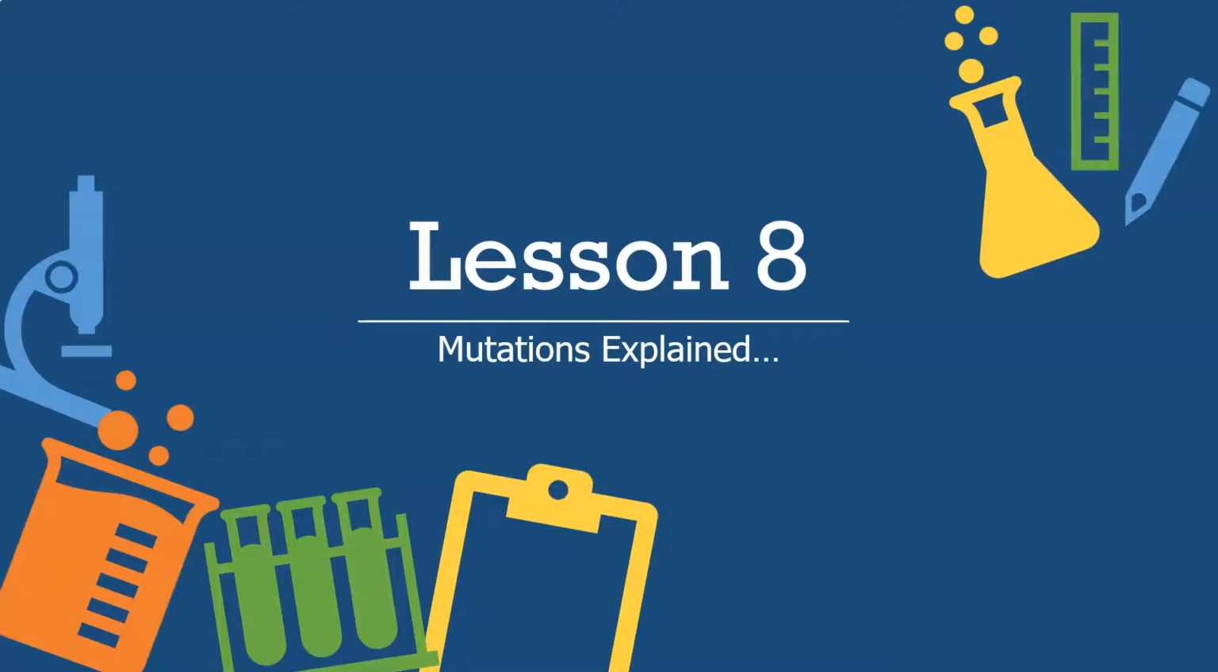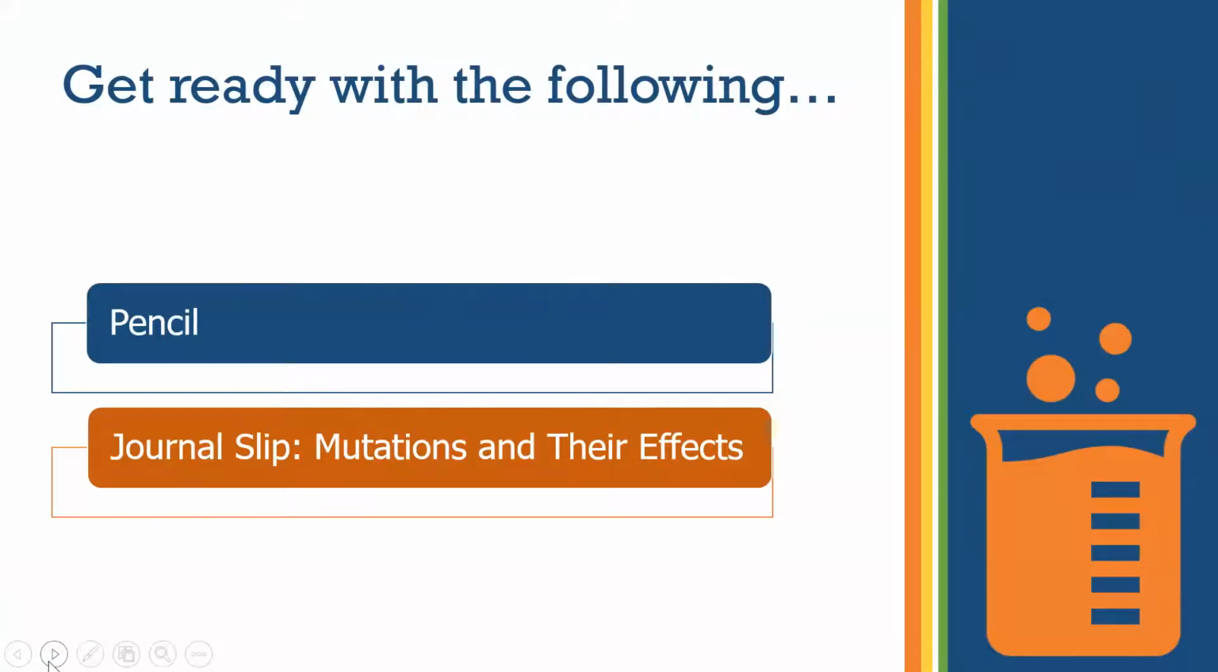Welcome to Lesson 8 of our Distance Learning series. So let's get ready to think about that hairless mouse. Today you're going to need a pencil and a copy of the journal slip, Mutations and Their Effects.